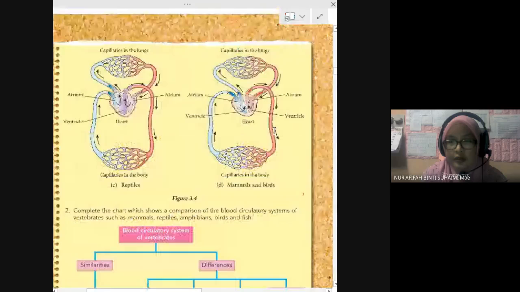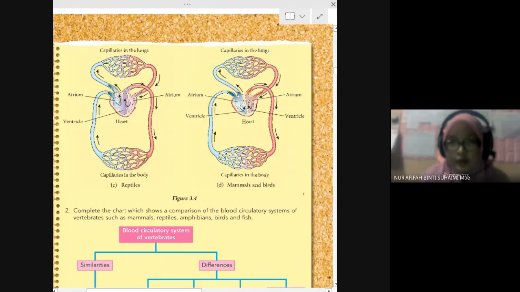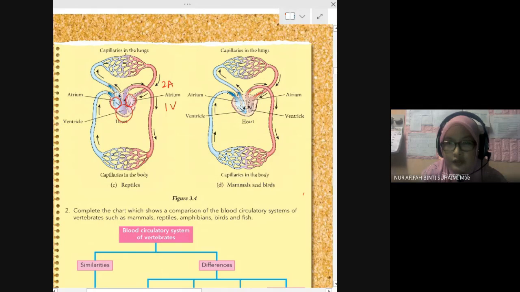Okay, the third group of animal is reptile. Okay, crocodile, lizard. So they also have two atrium and one ventricle. Two separate atrium and one ventricle. Okay. And then the blue color here refers to deoxygenated blood, and the red color here refers to oxygenated blood. Okay. So reptiles have lungs.